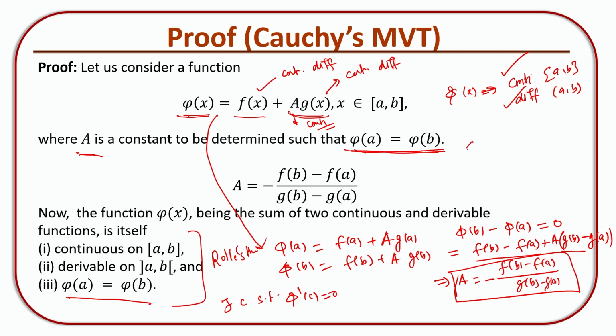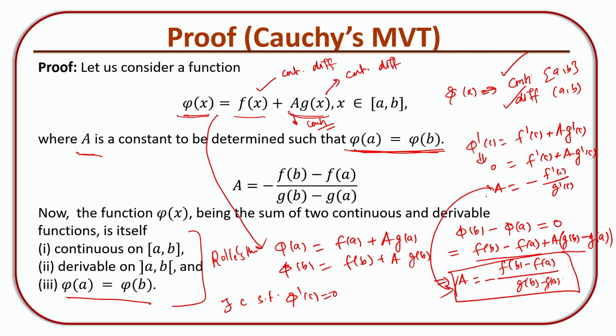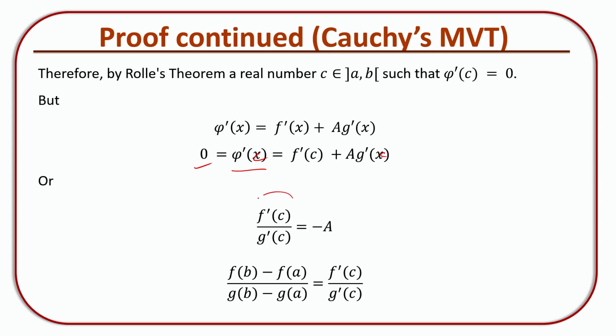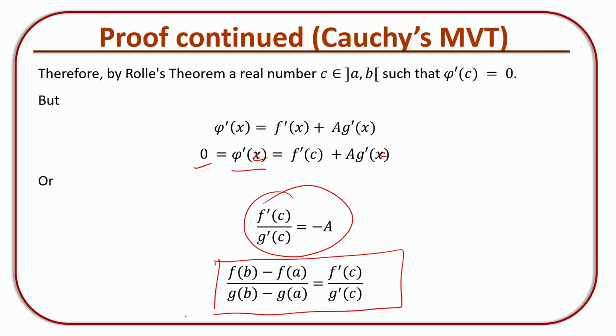So, phi dash of C is equal to f dash of C plus A into g dash of C, and this is going to be 0. So, A can be written as minus f dash of C divided by g dash of C. Now compare these two: f dash of C over g dash of C is equal to minus A, that is equal to (f(B) minus f(A)) divided by (g(B) minus g(A)).